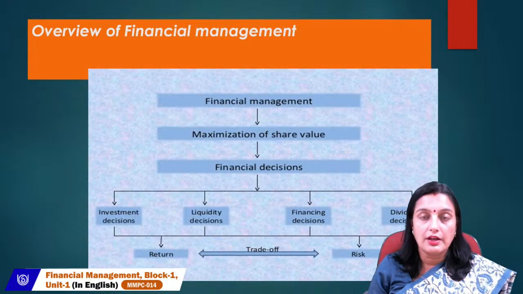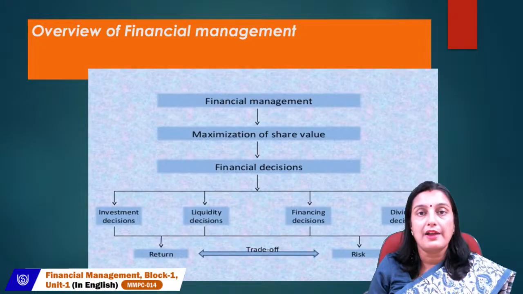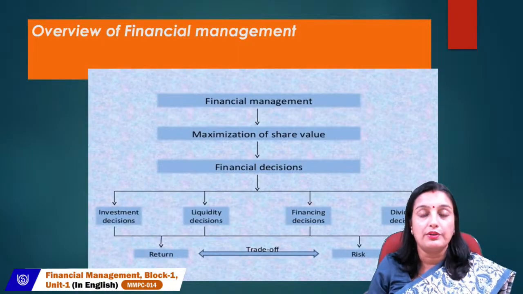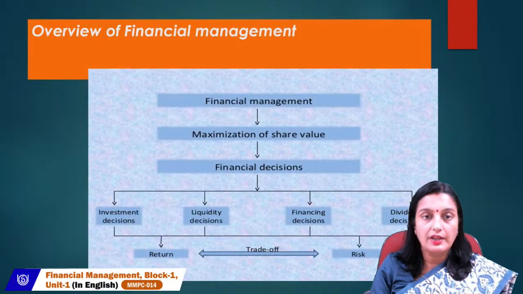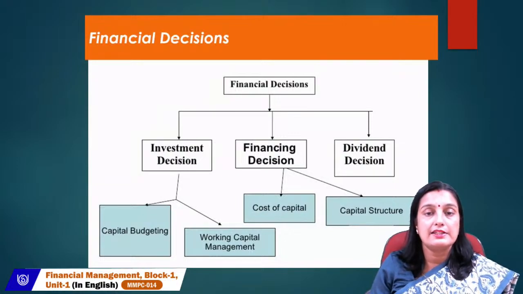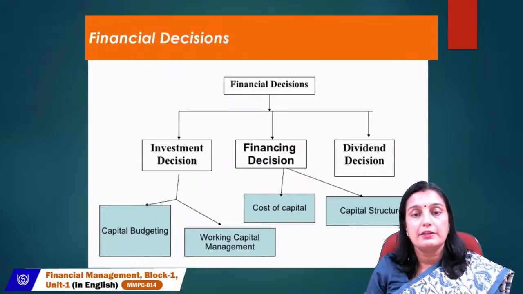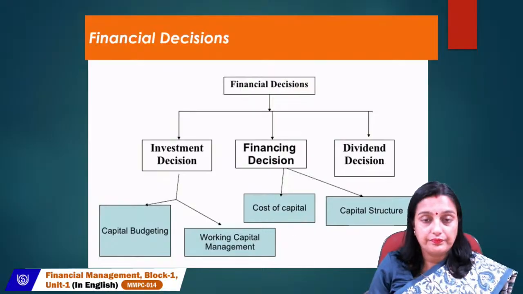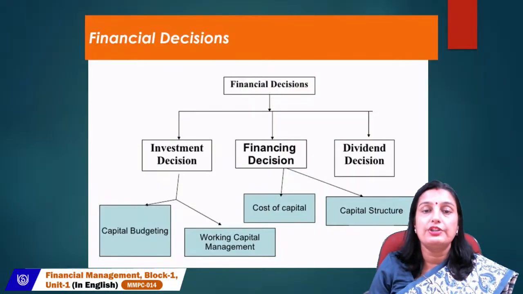If you invest wisely, you will get a good return, and then you will reinvest your return, so you can minimize the risk of your investment. So all are interrelated. This is the overview of financial management. Now moving ahead, I have already discussed these financial decisions. All of financial management basically depends upon the three decisions.